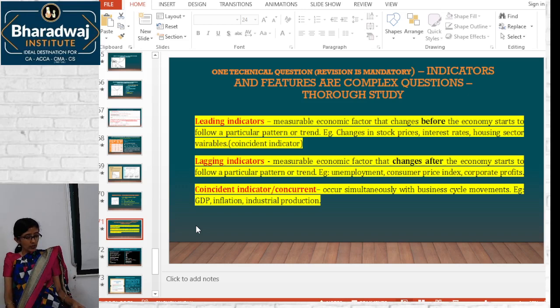Next one, business cycles are coexisting. This is called as dash. No options, you have to write. It's a term you should know. Next question.